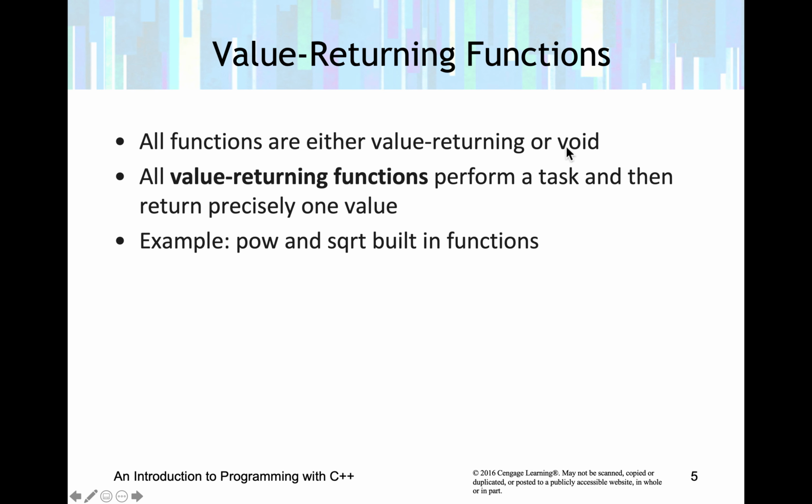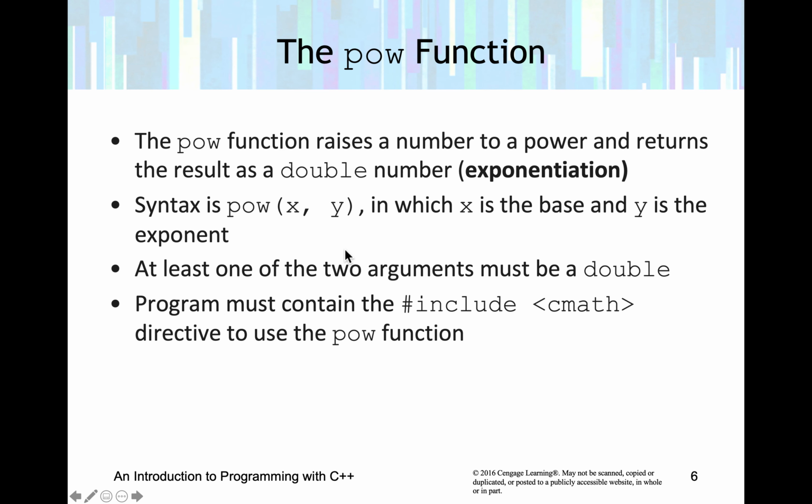A void function is a function that doesn't return anything back. So you can give something to a function, and the function can do a calculation, or maybe it prints something to the display screen, or maybe it saves some data into a file, but it doesn't return anything from the function. And then the built-in functions that we're going to look at are the power function and the square root function. So the power function raises a number to a power and returns the result as a double.